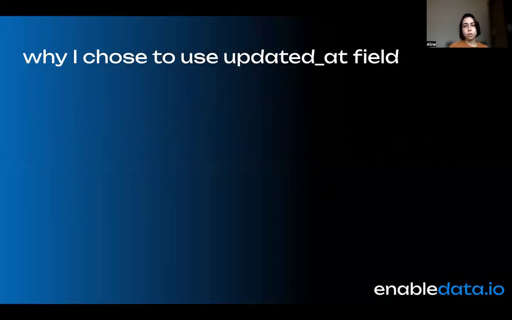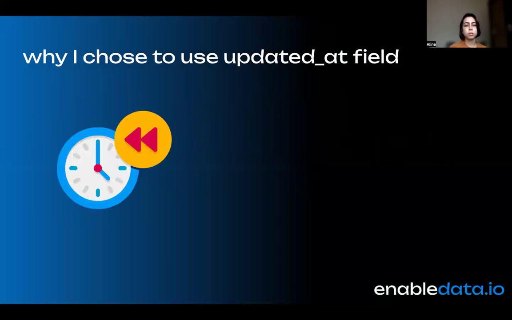Why did I choose the updated at field in the first place? It was because I had past experiences that showed me that the updated at field was more interesting than recreating, like having delta jobs. This is called delta jobs, right? Getting the data that was changed, created, or deleted the last day, and then you update your table. So having delta jobs was more interesting.